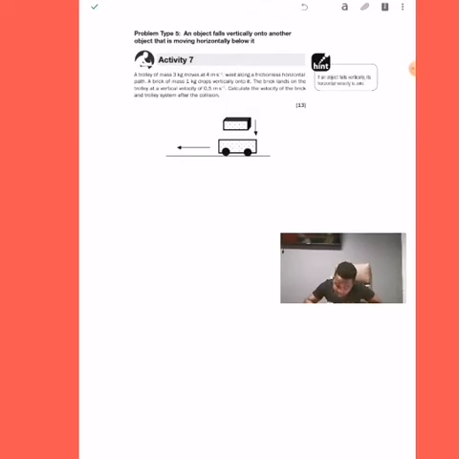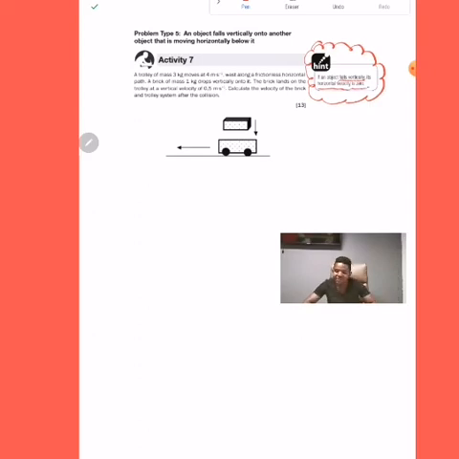Our last problem: here we are given that a trolley of mass 3 kilograms moves at 4 meters per second west along a frictionless horizontal path. A brick of mass 1 kilogram drops vertically onto it. The brick lands on the trolley at a velocity of 0.05 meters per second. Then calculate the velocity of the brick and trolley system after the collision. And then you are given a beautiful hint: if an object falls vertically, its horizontal velocity will be zero, meaning that its initial momentum will be zero.